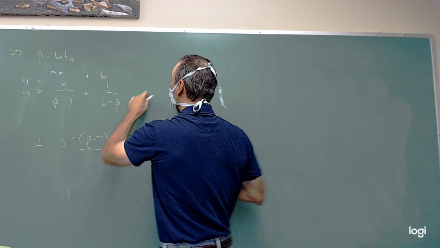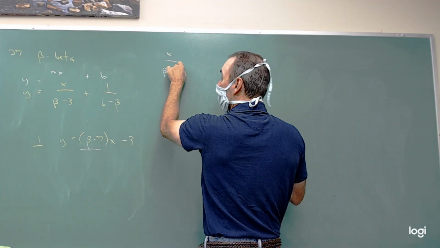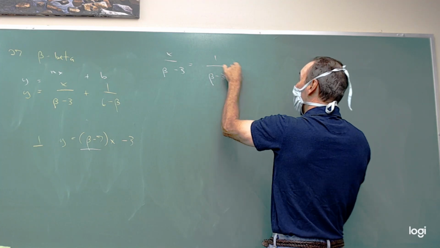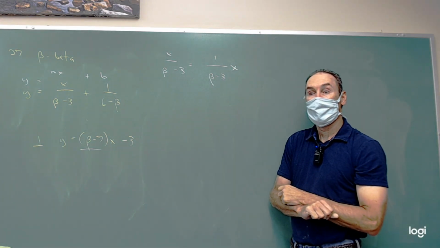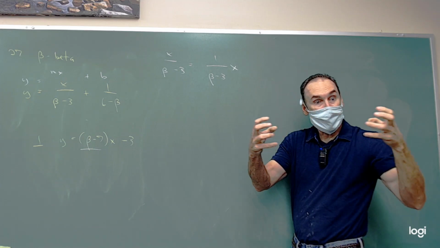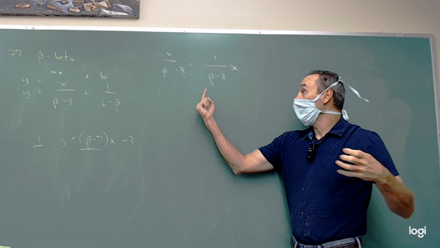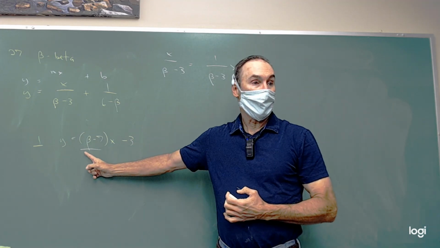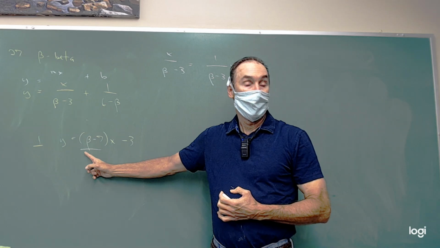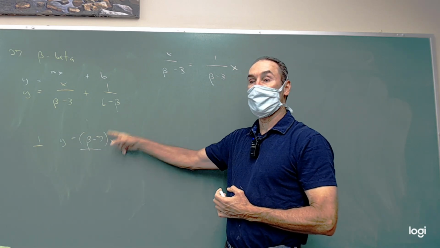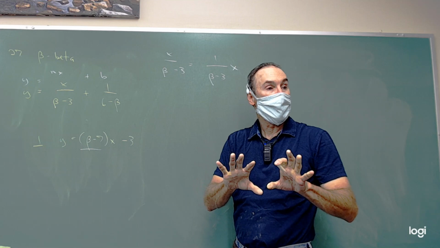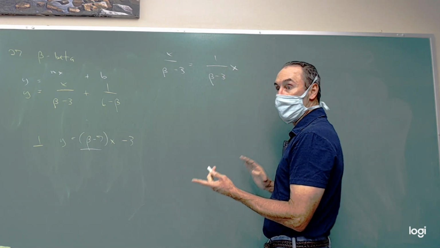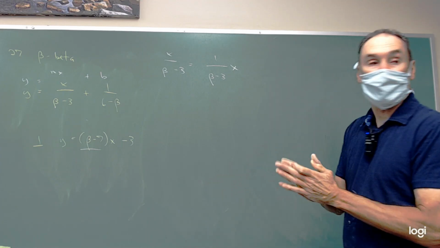So if you can look at that x over beta minus 3 and see that that is really 1 over beta minus 3 times x. Can you see it? Got to kind of separate that out in your mind. And this is the slope of the first line, and that is the slope of the second line. So we know the relationship between these is they must be negative reciprocals.